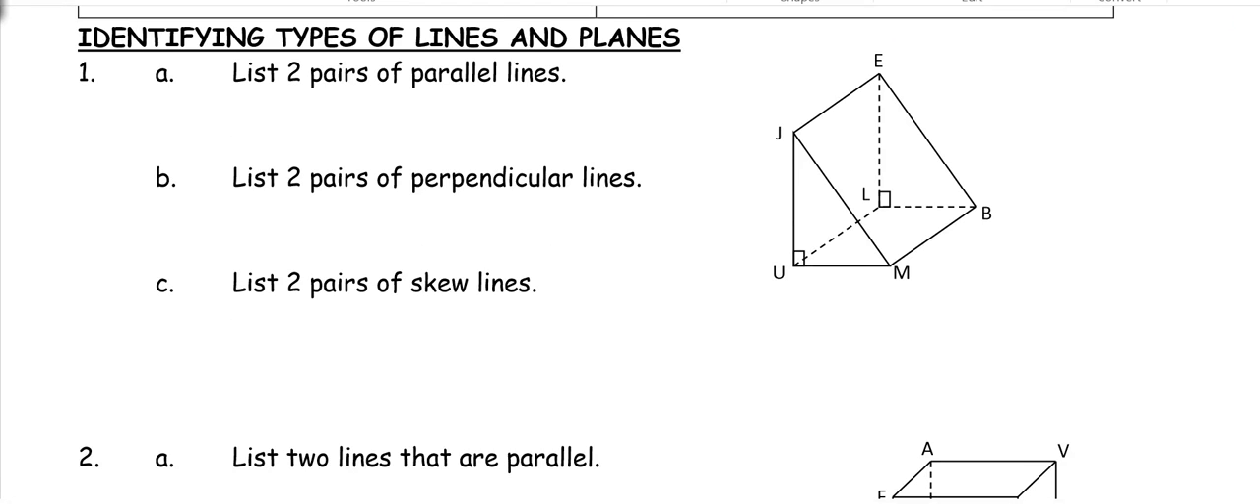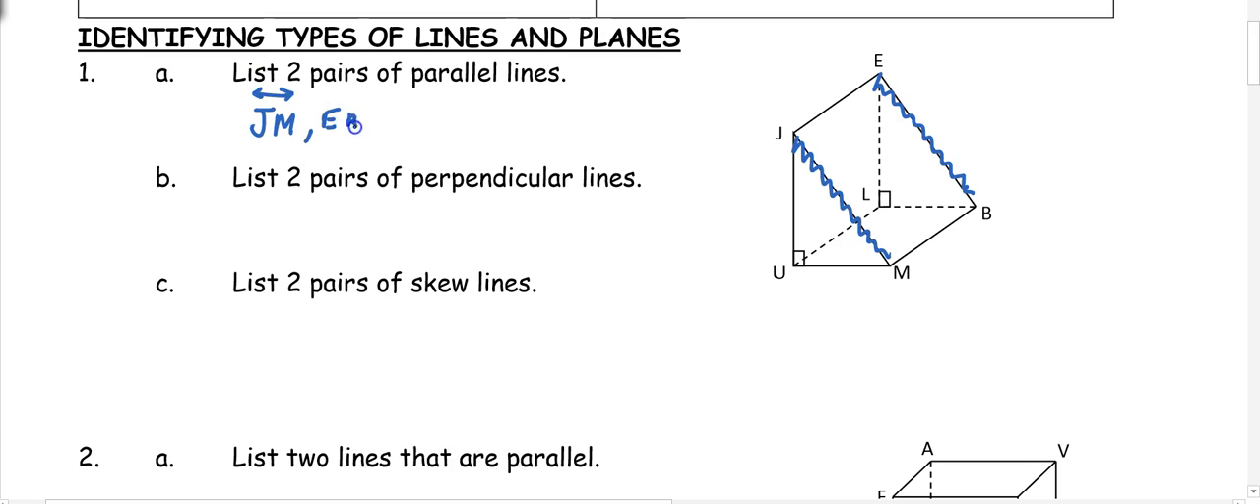So in number one, list two pairs of parallel lines. Over to the right, we have a triangular prism because it has two triangular bases. So we want to look for two pairs of parallel lines. One pair of parallel lines could be JM, which is going on a diagonal, and EB. They're both going in the same direction, but they're never going to intersect. So JM and EB would be an example of parallel lines. Another example of parallel lines could be UL and JE. They're both going the same direction and they're never going to intersect.